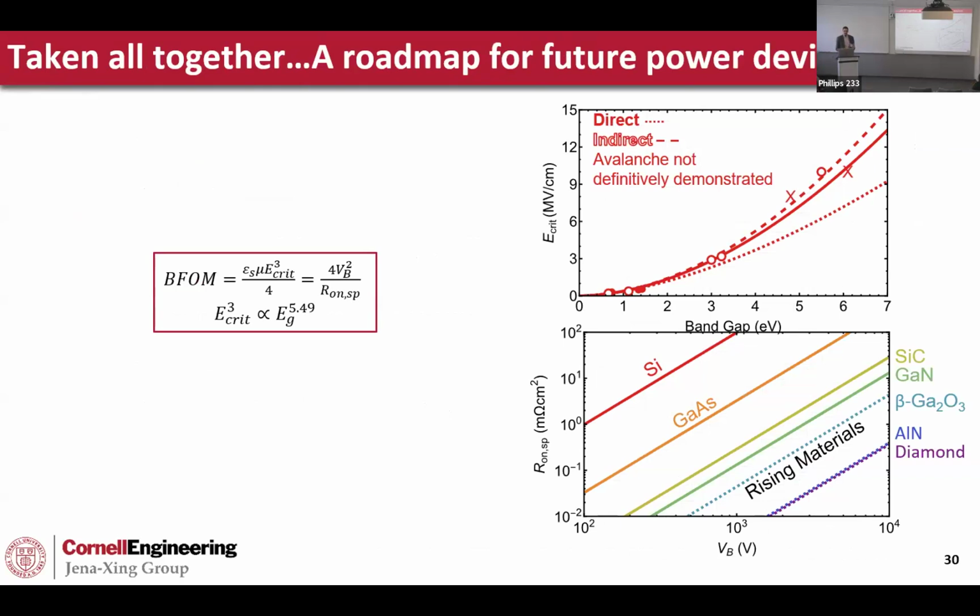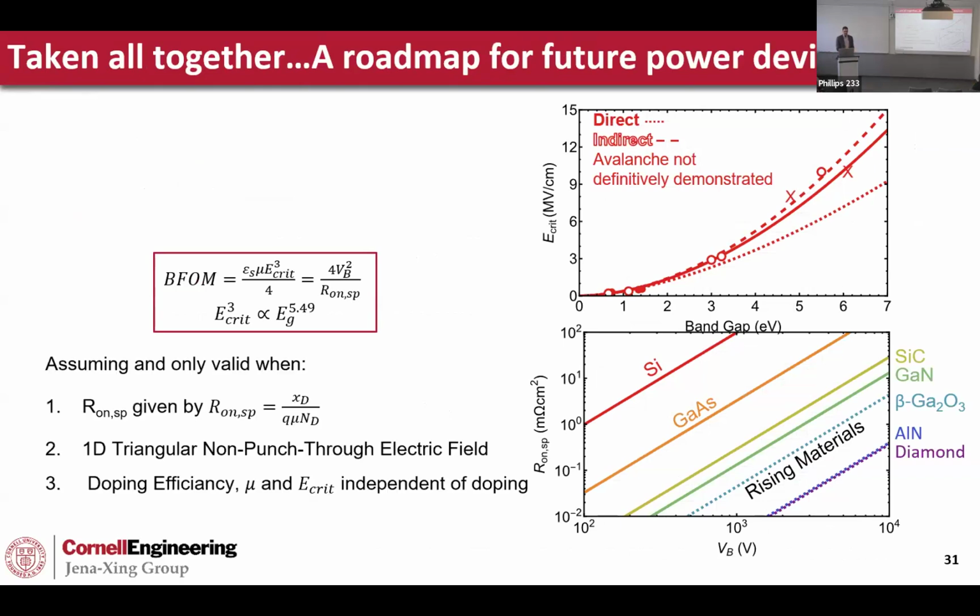Notably, as we've gone through the derivation, I've said a few things that we've assumed. One, that the on resistance is given by drift current. Two, that it's a triangular field profile. And three, that all three of these terms, being the doping, mobility, and E-crit, are all independent of doping. As I'll show in a few slides, these are base assumptions that you can modify later.